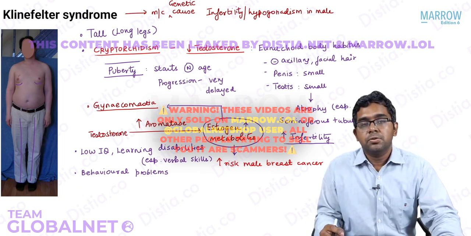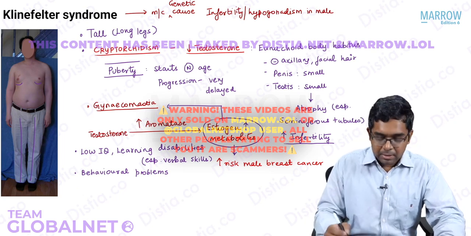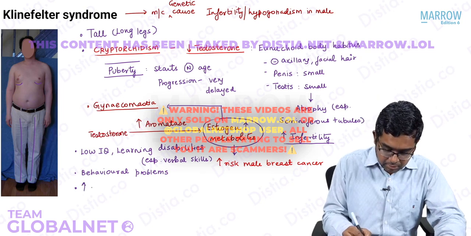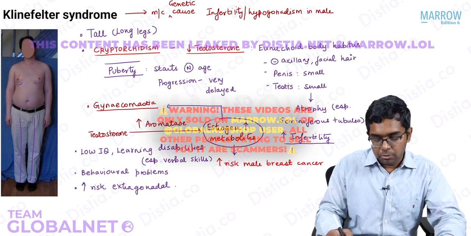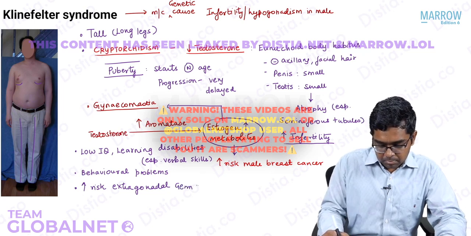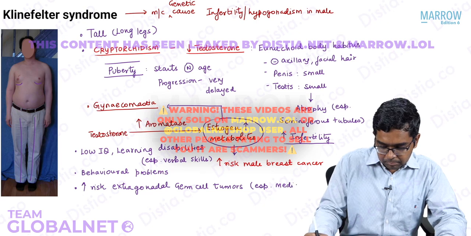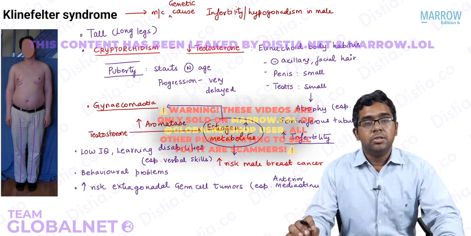And this condition is also associated with an increased risk of cancers. One of the cancers I've already told you is male breast cancer. And the second important group of cancers which occurs in these children is that they have an increased risk of extragonadal germ cell tumors, especially in the mediastinum. Usually in the anterior mediastinum is where they commonly develop these germ cell tumors.